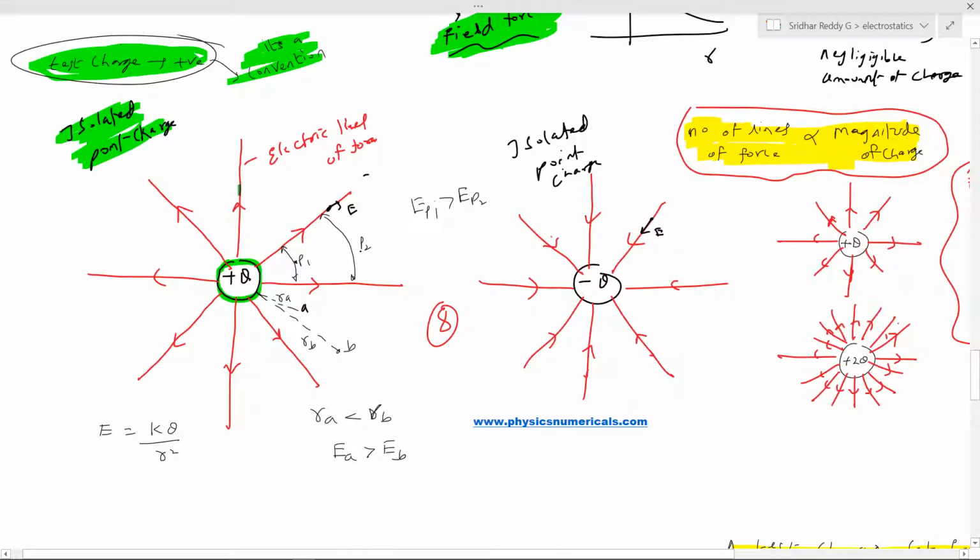I'll keep a test charge here. In what direction will it experience force? The test charge will experience force in this direction. Similarly, I'll keep a test charge here, and it will experience force like this. I'll keep a test charge here, and it will experience force like this. So how to draw the lines of force? Nothing but the force experienced by the test charge kept at that point. The direction of that force will give the lines of force here.